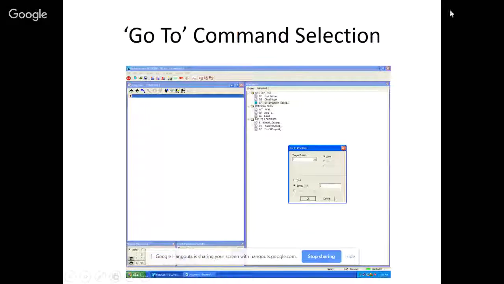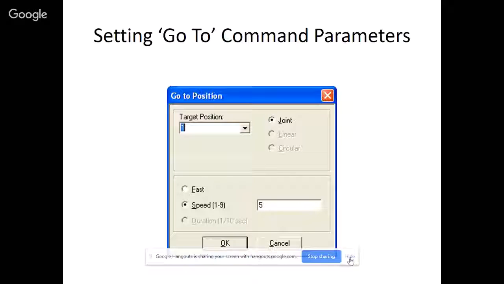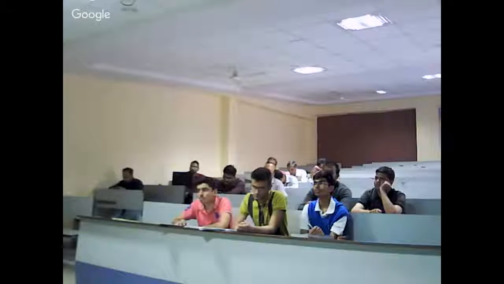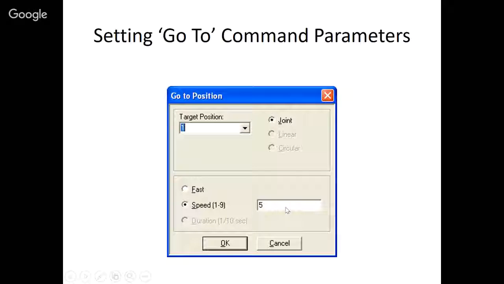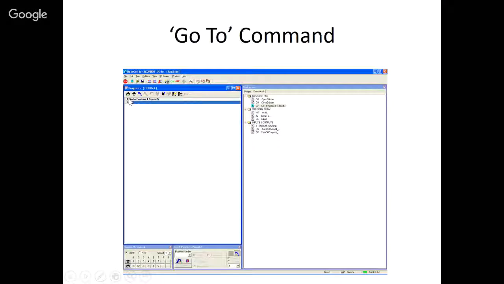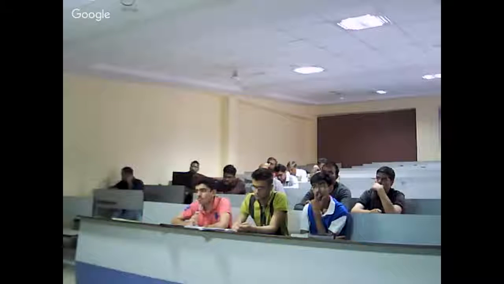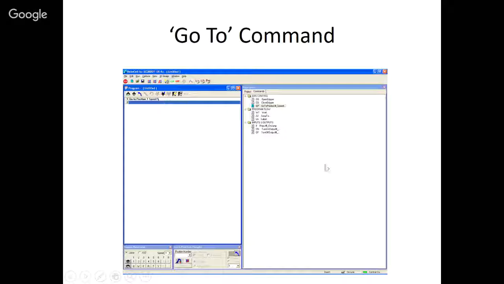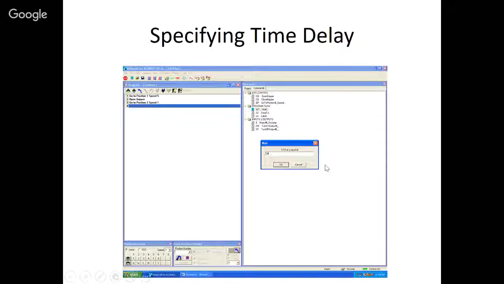So we were at this slide. We got this window by clicking on the Go to Position command. Let us look at this window closely. We specify at which position we want the robot arm to go. This position was earlier recorded manually, and we also decide the speed. That command appears there: go to position 1, speed 5. Similarly, we select the appropriate option from here and the commands are added to the program.